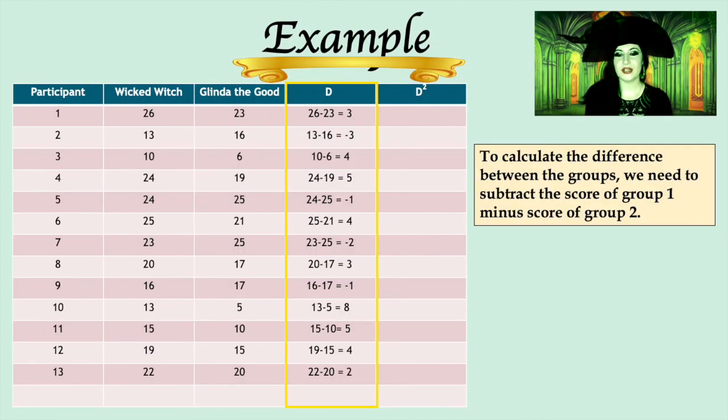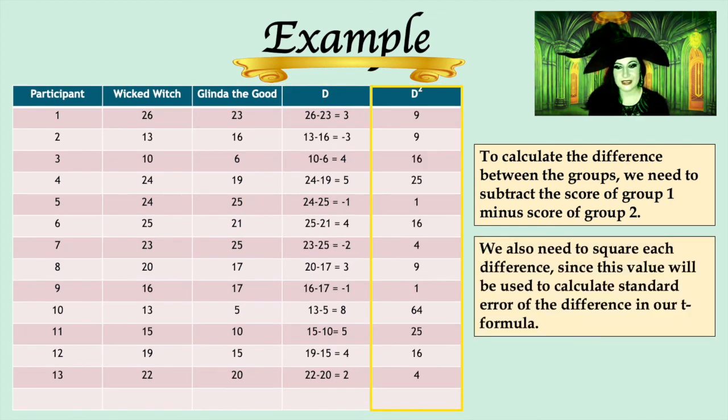So if we start calculating the difference, you're going to want to make yourself a table with a column labeled D for difference. Now the difference is going to be the score of the Wicked Witch minus the score of Glinda the Good Witch. So we see 26 minus 23, 13 minus 16, 10 minus 6, 24 minus 19, etc., all the way until the 13th participant. But we also need to square each difference since this value is going to be used to calculate the standard error of the difference in our t formula.